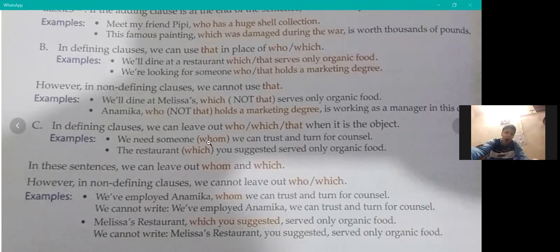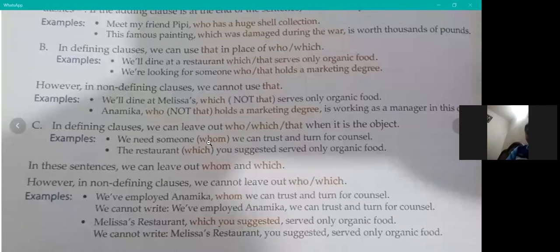However, in non-defining clauses, we cannot leave out who and which. We have employed Anamika, whom we can trust and turn for counsel. We cannot write, we have employed Anamika, we can trust and turn for counsel. So here it is not clear whom you are going to trust. Melissa's restaurant, which you suggested, served only organic food. We cannot write Melissa's restaurant you suggested served only organic food.